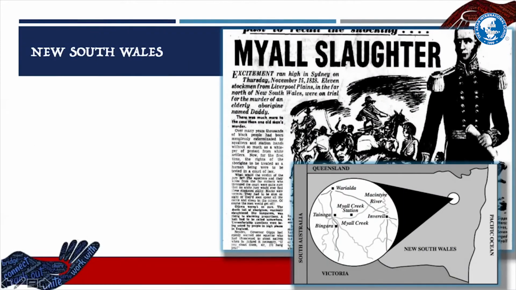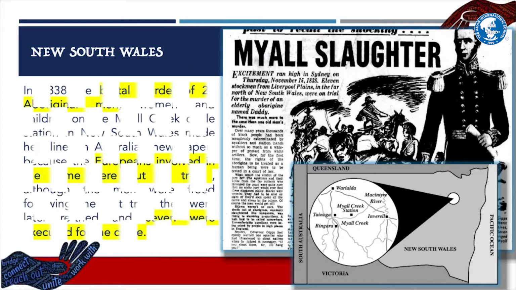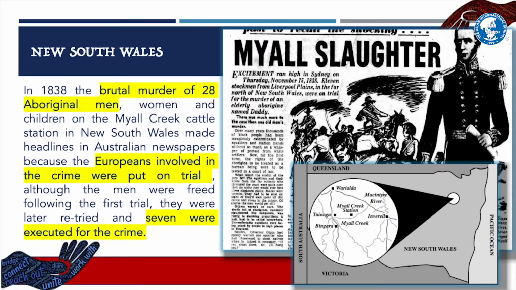Okay. Now let's have an example in New South Wales. This is what we call the Myall Creek Massacre. There have been many massacres and killings of Aboriginals that have gone unrecorded in Australian history. But the Myall Creek Massacre stands out as it's the only one of its type where the perpetrators, or the killers, were punished for the crimes against the Aboriginals.